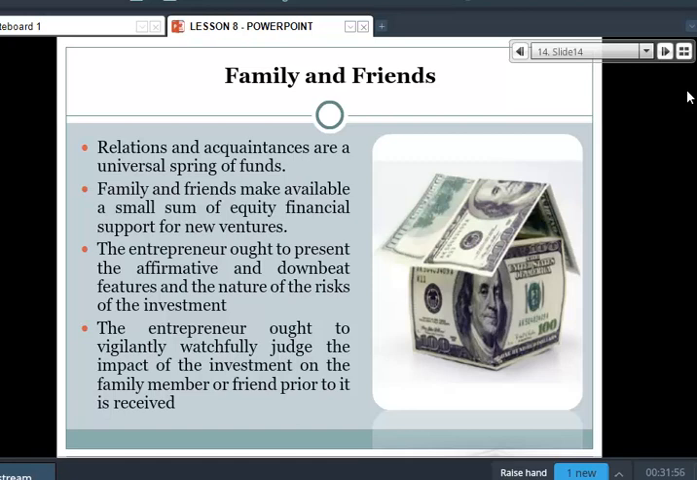So the entrepreneur ought to present the positive and negative features and the nature of the risks of the investment. The entrepreneur ought to carefully judge the impact of the investment on the family member or friends prior to receiving it. When you want to take money from people, whether they are in charge, bodies in the government, or families and friends, you need to make your own investigation of these particular individuals in order to be safe prior to receiving this money.